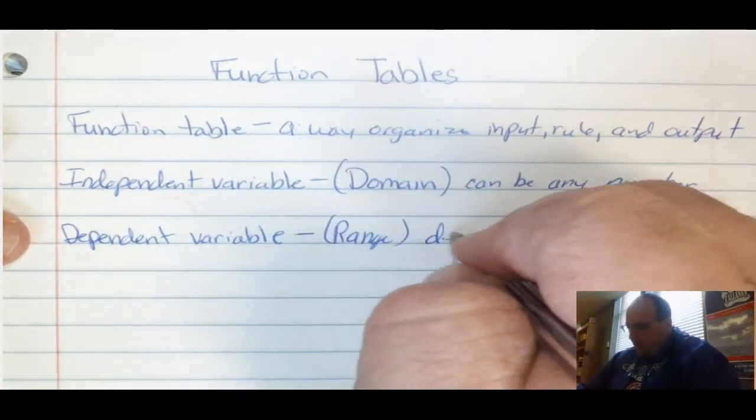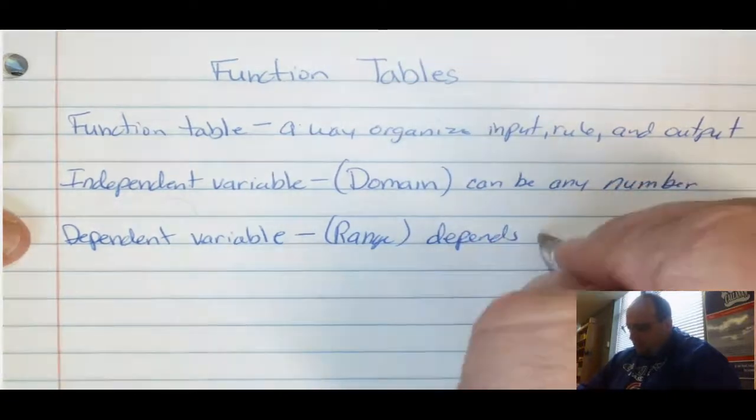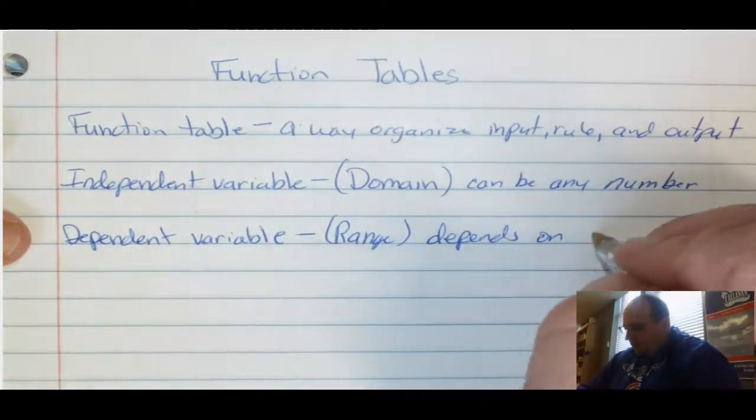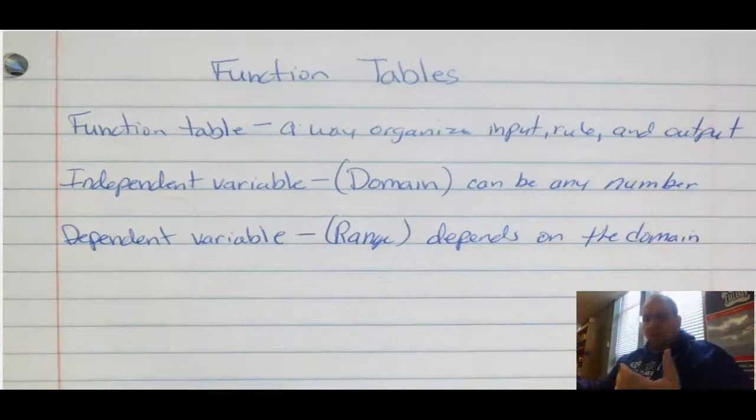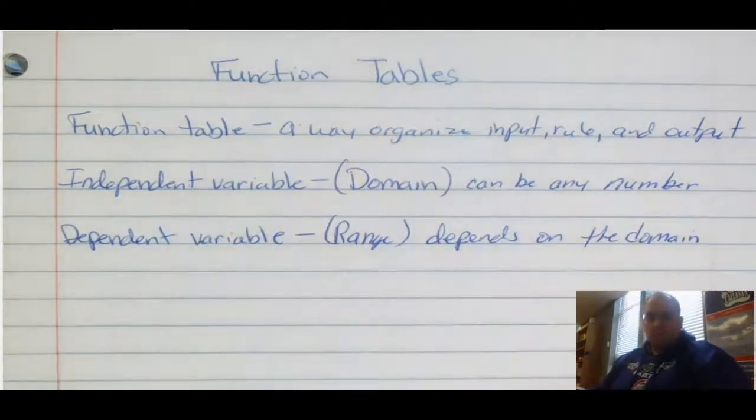It depends on the independent or on the domain. Kind of like you right now, you are a dependent because you're under the age of 18. You depend on your parents or guardians to provide for you. When you become an adult, you become independent. You no longer depend on anybody, and you are the ones that can produce any number.